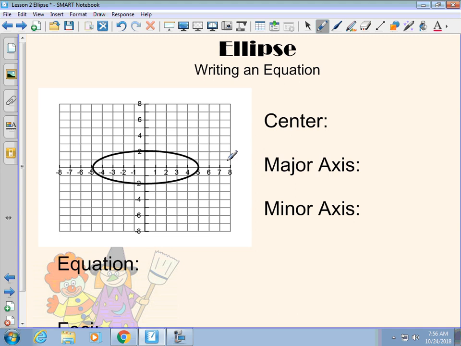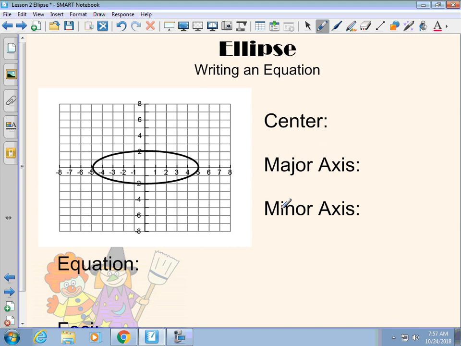Okay, now we're going to look at being given a graph and writing the equation from that, right? So these are the 3 things that we need to find. We need to find the center, we need to find the major axis, not the full length, but half of the length, and then we need to find the minor axis and half of that length. So when we're talking about the length from the major and the minor axis, we're talking about the length from the center point to the outside of the circle.